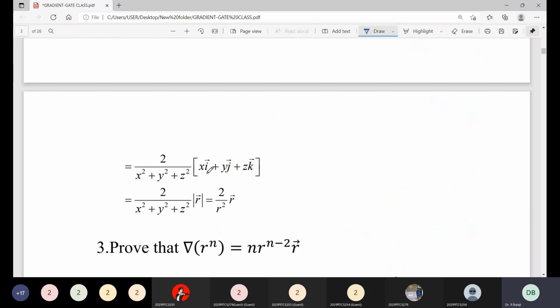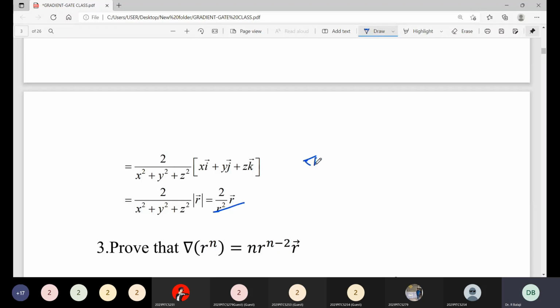which is nothing but 2 by r², where r² is x² plus y² plus z², into the r vector. So 2 by r² into r vector is the answer.